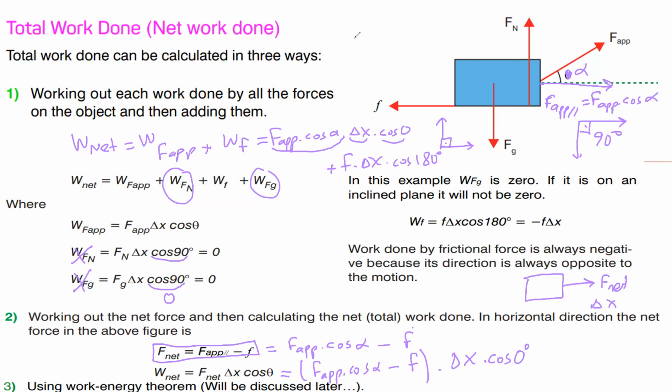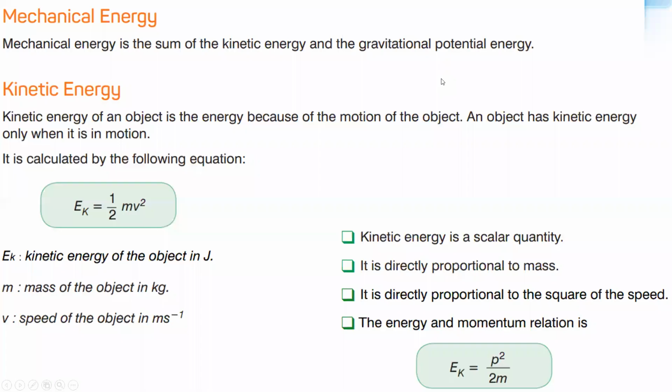Let's see what else we have. Yes, mechanical energy. You know mechanical energy already. Okay, something wrong, let's just try again. All right, let's continue with mechanical energy. Mechanical energy is the sum of the kinetic energy and gravitational potential energy.